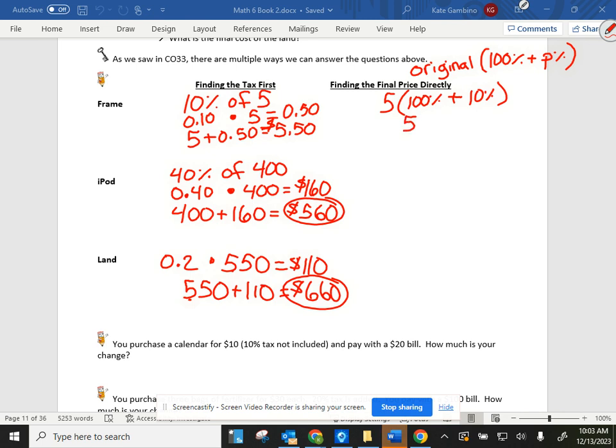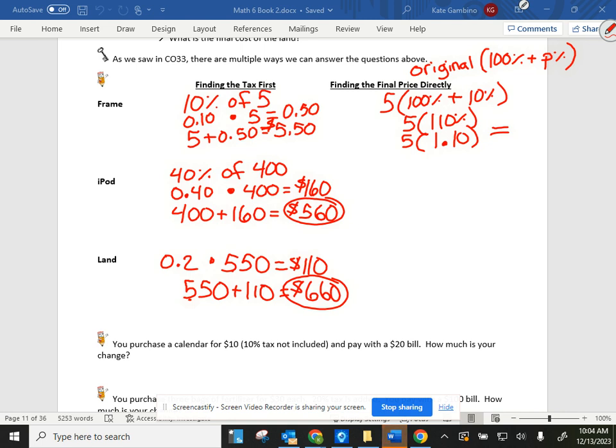So we have 5 times 110%, which is the same as 5 times 1.10. Because we're over 100%, we have that 1 in the ones place. So it would be 5 times 1.10. So we have that 110% is 1.10. What is 5 times 1.10?